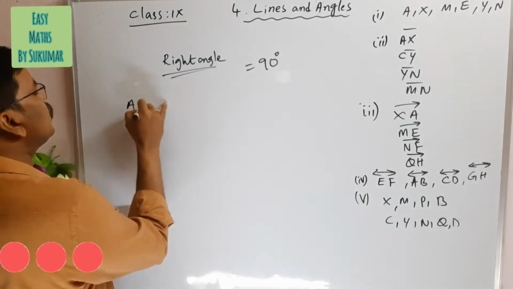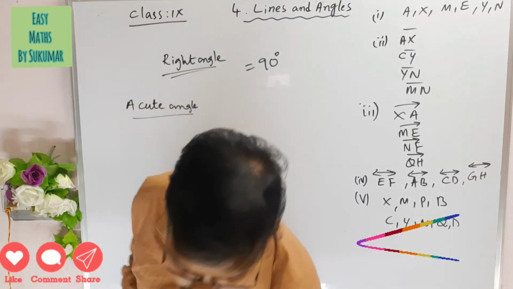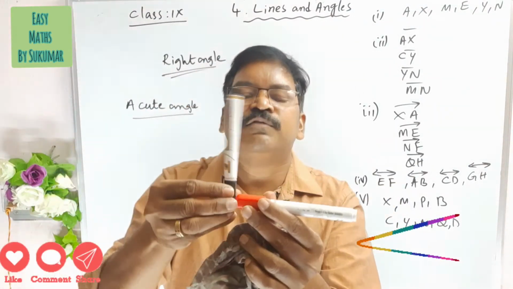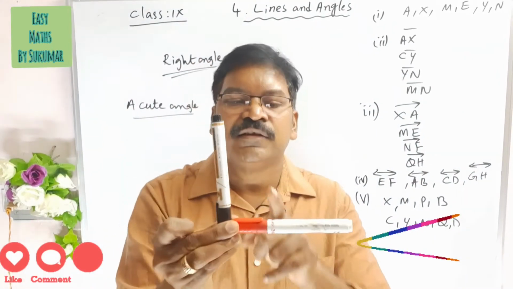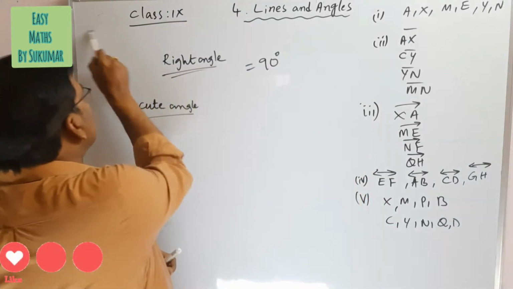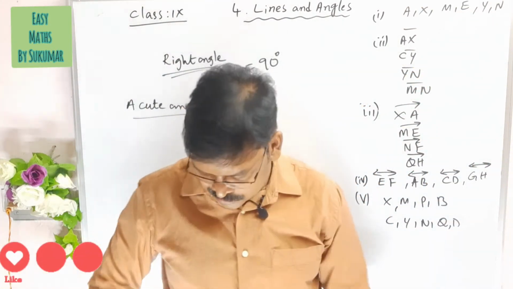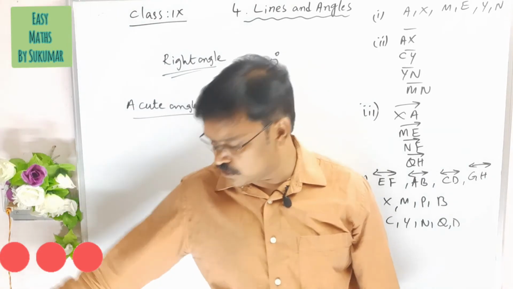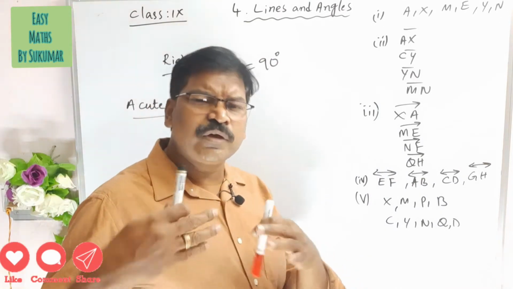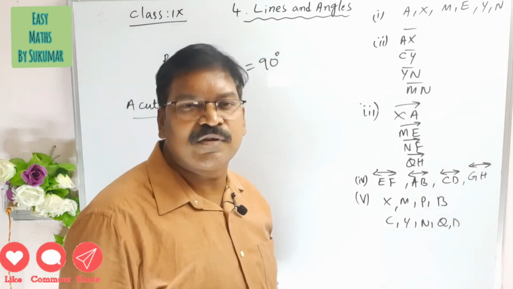The next one is acute angle. Acute angle means the angle between two rays is acute. See, my dear students, here, this is a right angle. The angle between the two pens is a right angle. The vertex angle is 90 degrees here, and this vertex angle is 90 degrees. The angle between myself and the floor is 90 degrees. You can give more examples of right angles from our daily life.